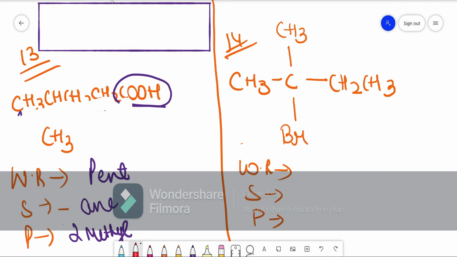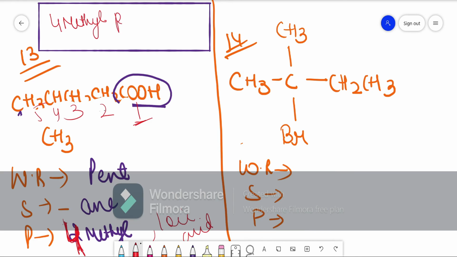So it's not 2-methyl. First of all, this would be 1, 2, 3, 4, and 5. So this would be 4-methyl. And this is what? This would be 1 oic acid, right? So let's start with it: 4-methyl, then it would be pent-1-oic acid.